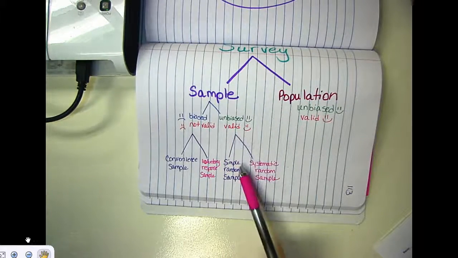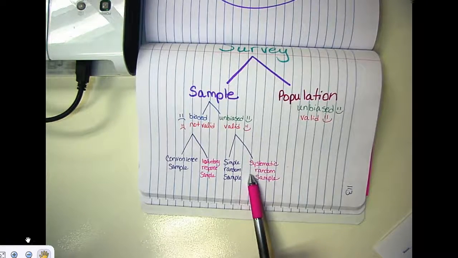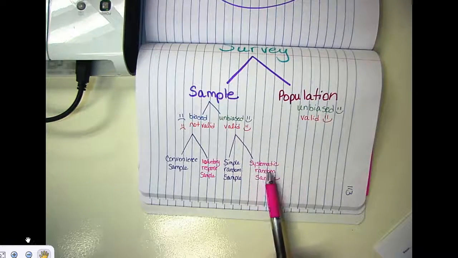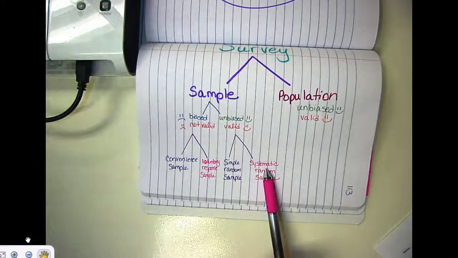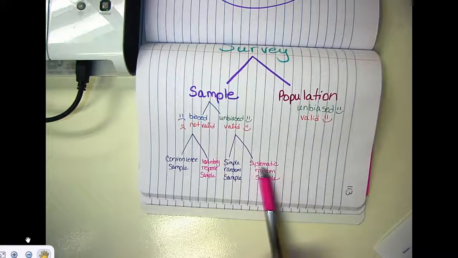You can do that by choosing a simple random sample or a systematic random sample. And systematic means you put a system in place, like you ask every fourth person, or you ask every other table in the lunchroom. You have a system in place.